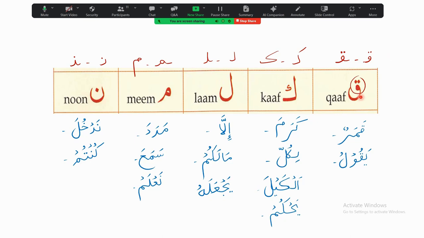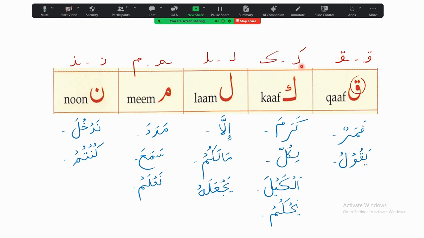So for this qaf letter, I was mentioning that there are two dots on top of it. You can see the example here of yaqulu. Here are the two dots on top, and this comes in the middle. Yaqulu. The kaf letter takes quite many shapes, I can say. Let's see the example.